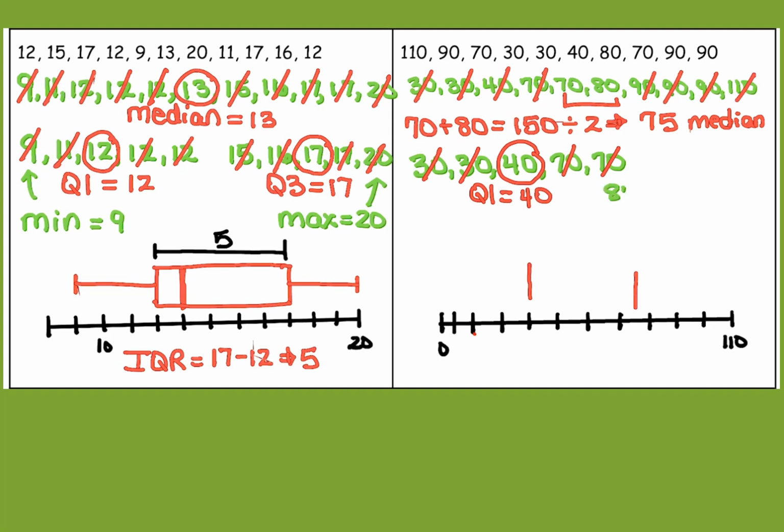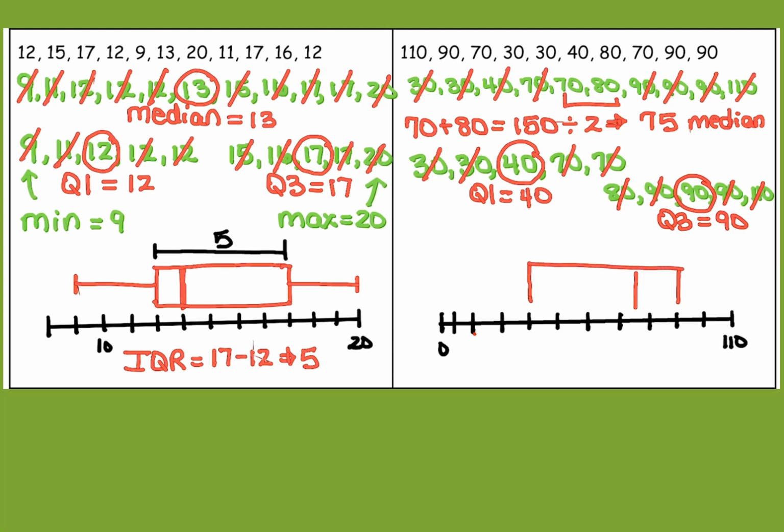Next, we want to find the median numbers of our upper quartile, so we list those out, and then we find the middle number by marking those off highest and lowest. We see here that our middle number is 90, so our Q3 is 90, and we can add that to our number line as well.